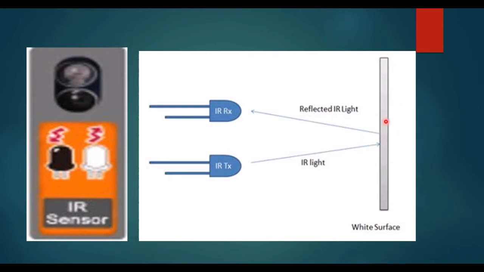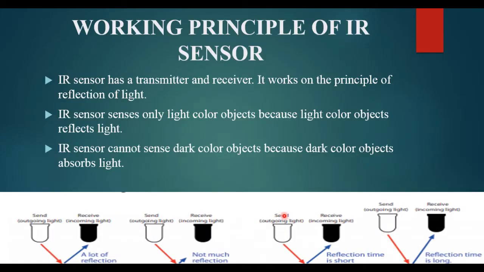So this is the white surface. Why have we given a white surface here? Because the IR sensor cannot get the light reflected back from a black object, since black objects absorb the light and there is not a sufficient amount of light given back to the receiver of the IR sensor. So here you can see the working principle properly.